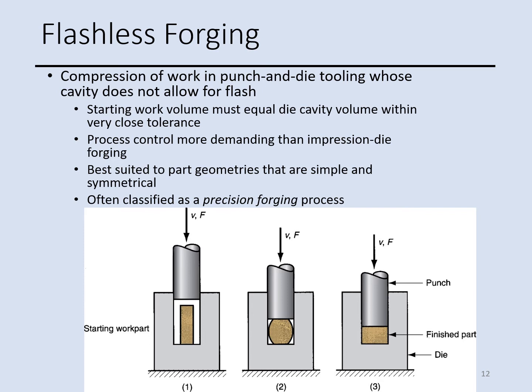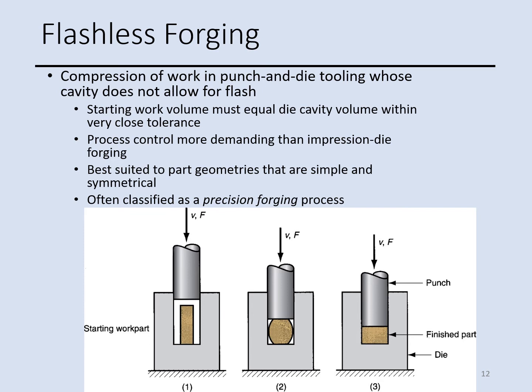In the flashless forging operation, again we have compression of the workpiece, but in this operation the cavity does not allow for flash. So the starting work volume must equal die cavity volume within a very close tolerance. In terms of control, this process is more demanding compared with the impression die forging operation.